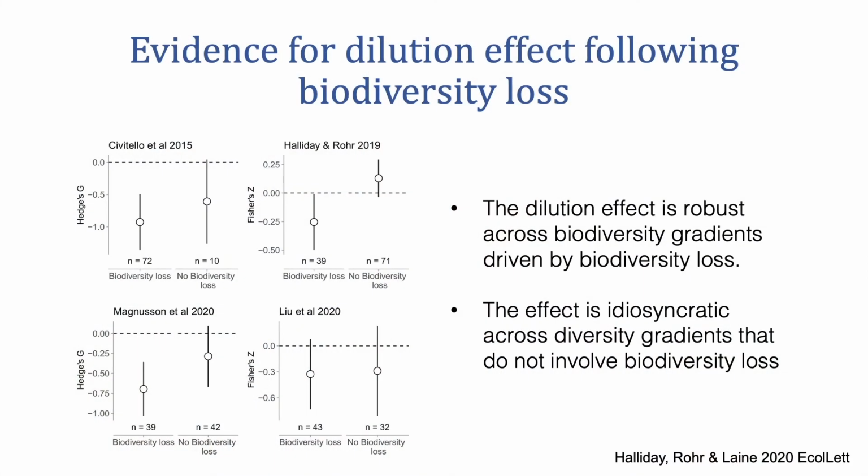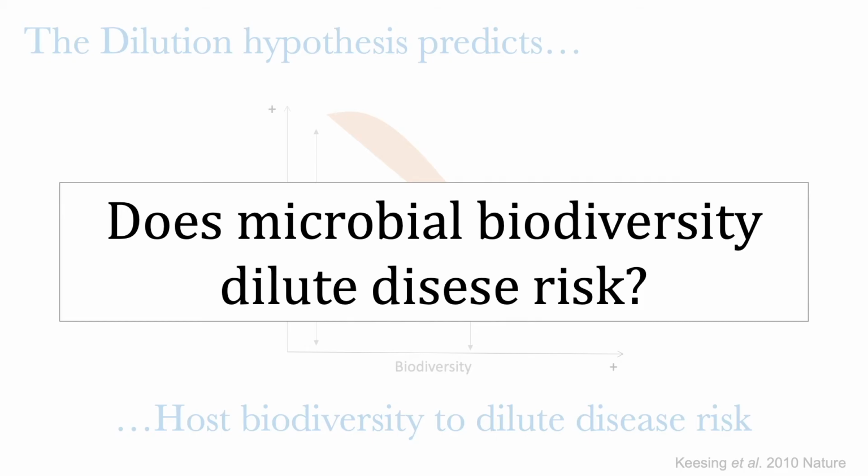And we discovered that the dilution effect is robust against biodiversity gradients that have been driven by biodiversity loss. On the other hand, the effect seems to be much more idiosyncratic across diversity gradients that do not involve biodiversity loss. So something fundamental is perturbed in natural communities when they lose biodiversity, and this has a direct impact on disease transmission. Well, what about microbial biodiversity?